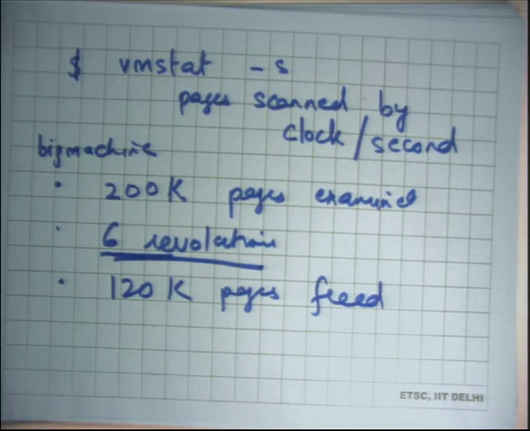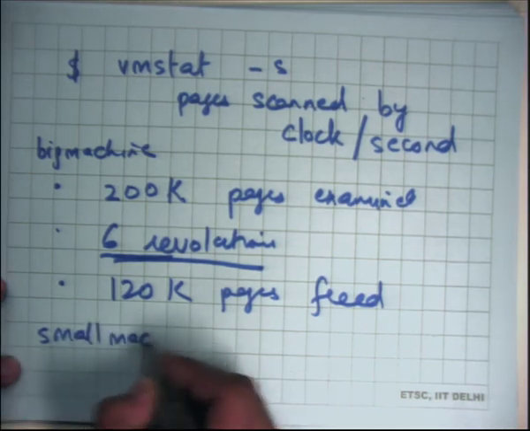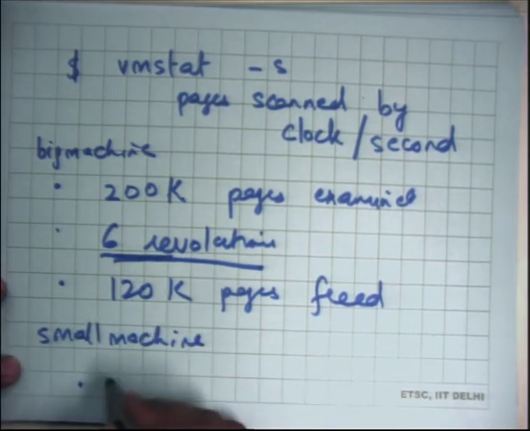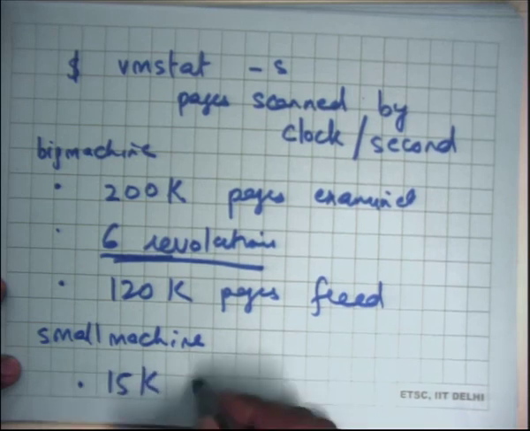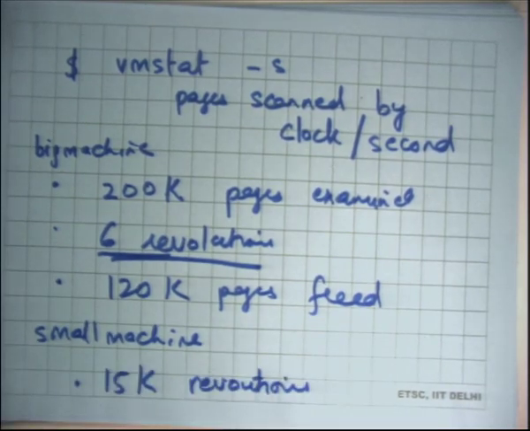On the other hand, if you have a small machine, here's another piece of data: you could have something like 15,000 revolutions per second. This shows that your memory is too small, and you need to increase your memory to reduce your memory pressure, so that your clock hand moves slowly. Okay, all right. Let's stop here and continue this discussion next time.